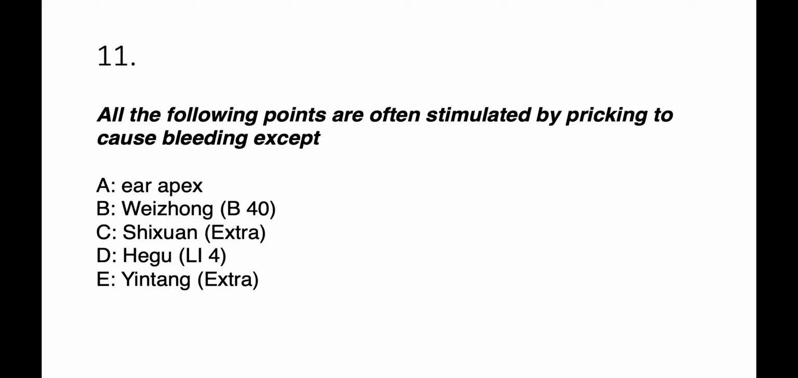All the following points are often stimulated by pricking to cause bleeding, except: A, ear apex; B, bladder 40; C, extra; D, LI4; and E, extra. My answer po, Doc, is letter D. Okay, LI4. You don't prick to cause bleeding for LI4. Ear apex, what conditions do you usually prick to cause bleeding? High blood pressure, allergies, those.